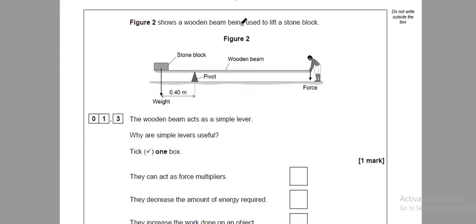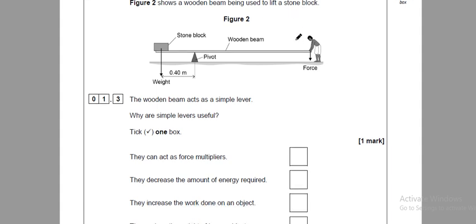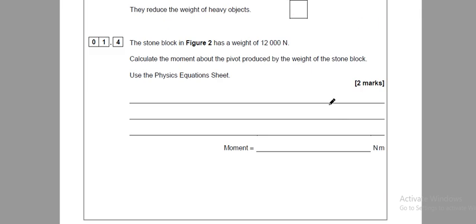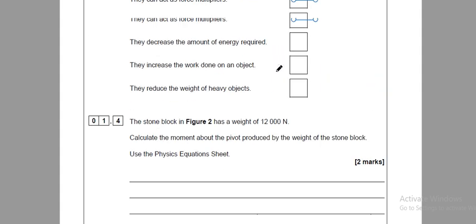The figure shows a wooden beam being used to lift a stone block. The wooden beam acts as a simple lever. Why are simple levers useful? They act as force multipliers. The stone block has a weight of 12,000 newtons. Calculate the moment about the pivot produced by the weight.